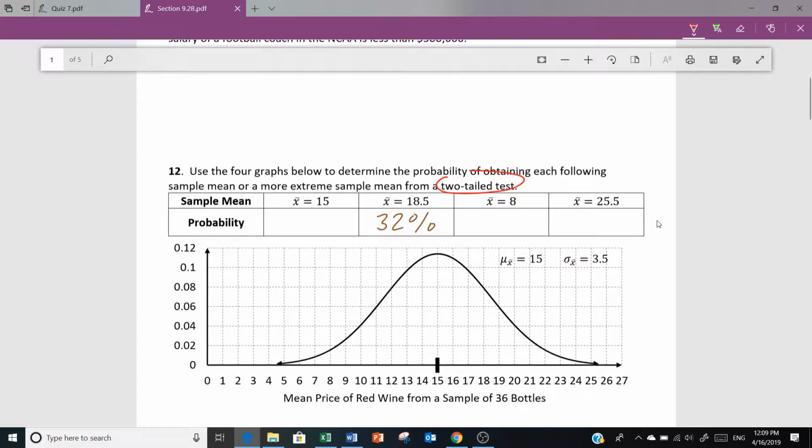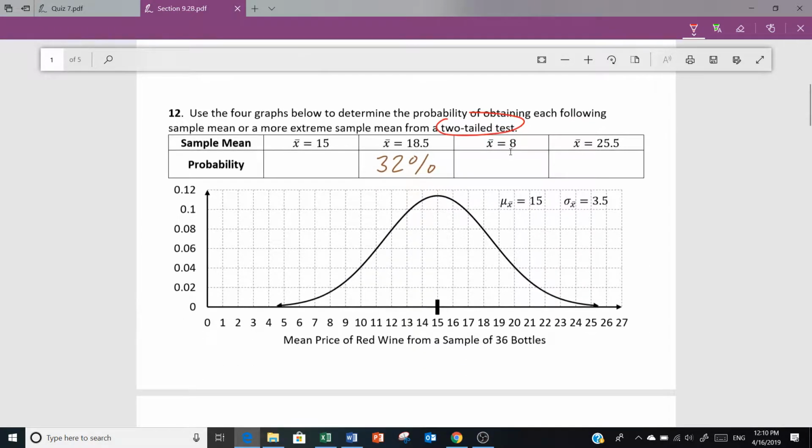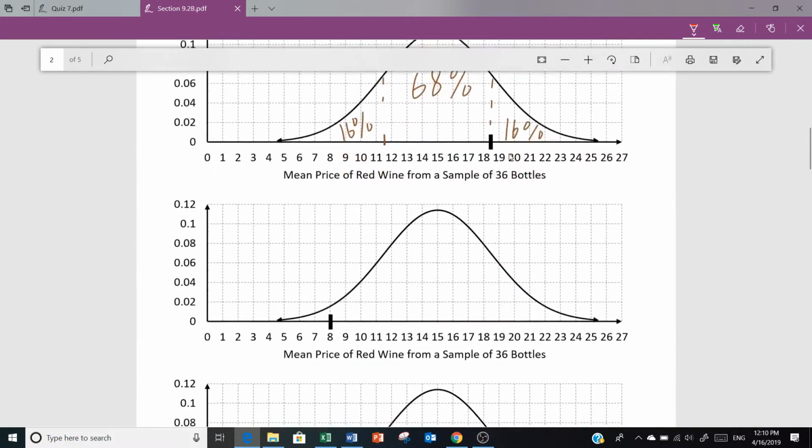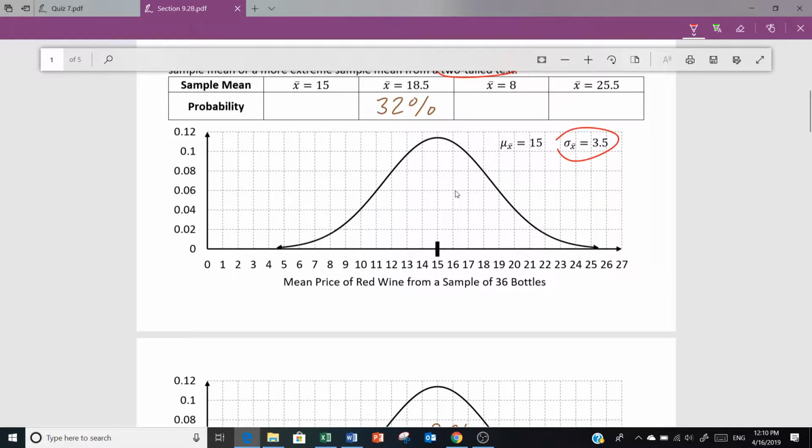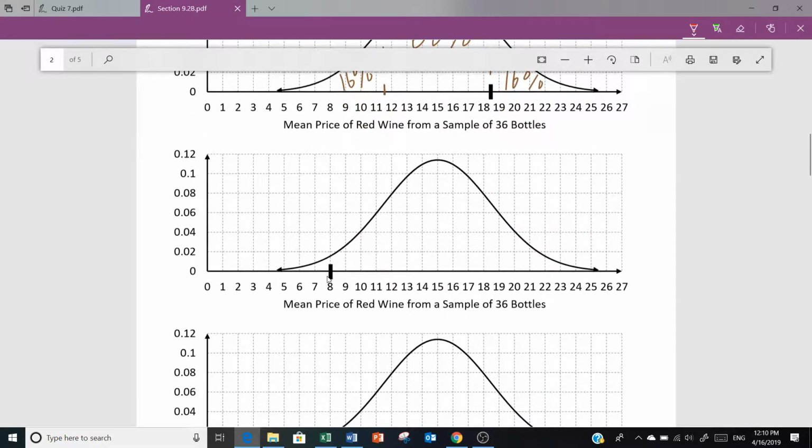Okay, it looks like we're doing really well. So the probability of getting 18.5 was, there's basically a 32% chance of getting a number like 18.5. Let's talk about getting a number like 8, though. 8 falls how many standard deviations away? The standard deviation is 3.5. How many standard deviations below is 8?